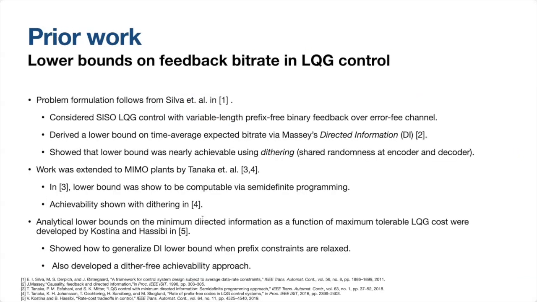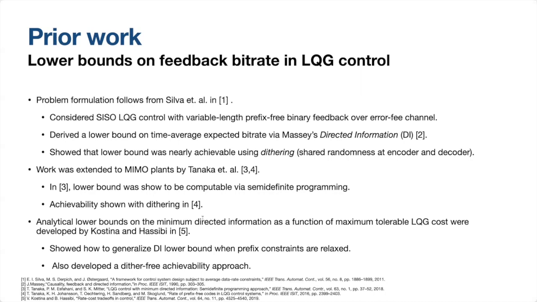Our general formulation of this problem is going to follow primarily from Silva et al.'s framework for control system design subject to average data rate constraints, which is reference 1. That work considered scalar LQG control with prefix-free binary feedback over a noiseless channel. A lower bound was derived on the minimum required bit rate to attain a given LQG control performance. This bit rate was lower bounded by Massey's directed information. This lower bound motivated the definition of a rate distortion trade-off between directed information and LQG cost.